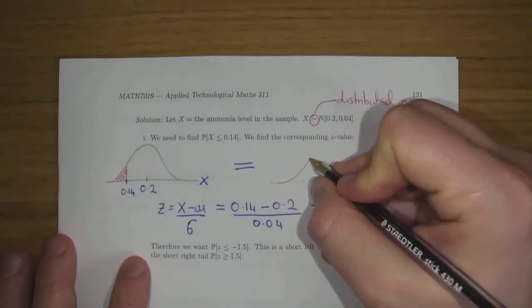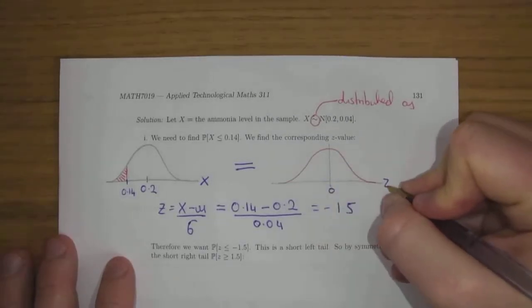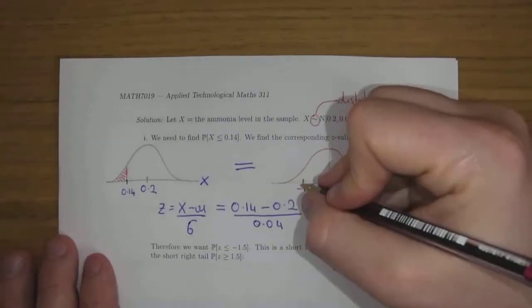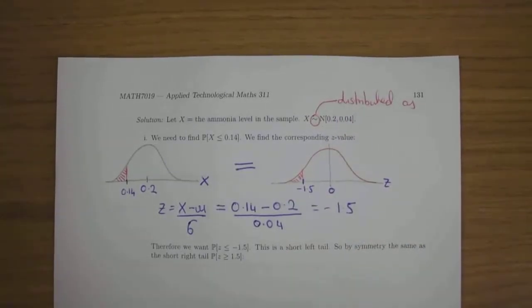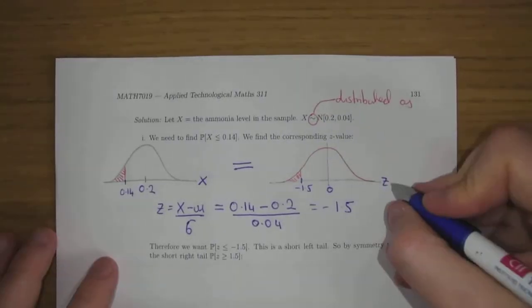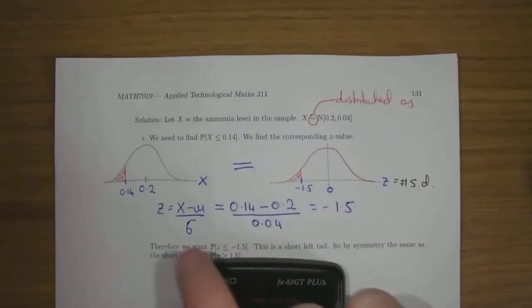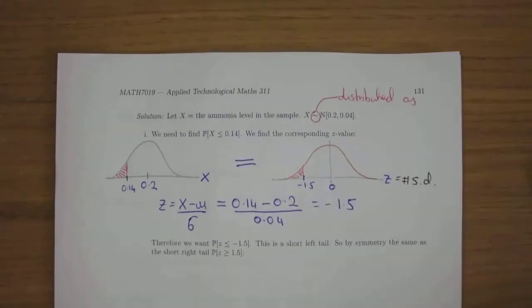This time I will do the axis because I want to put it at the peak. The average here is 0, this is Z, and so the 0.14 goes to minus 1.5. The question essentially is to find this area here. Here again, Z is the number of standard deviations, because the difference between these is 0.06, and that is 1.5 standard deviations. So that's why you can think of Z as the number of standard deviations.